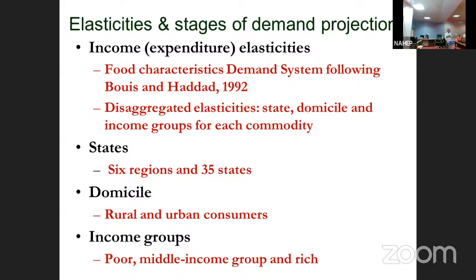But for simplicity, we say, no, I cannot do all the states. Let me do it for Gujarat. And in these days, what difference does it make? Let's do it for them together.